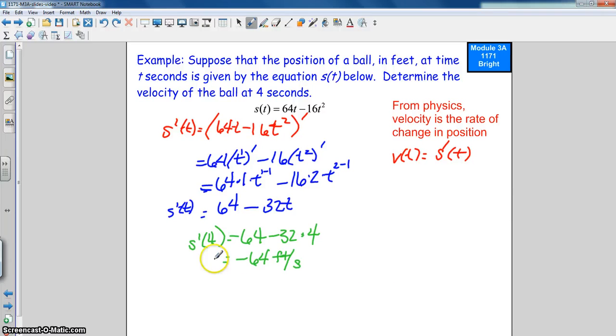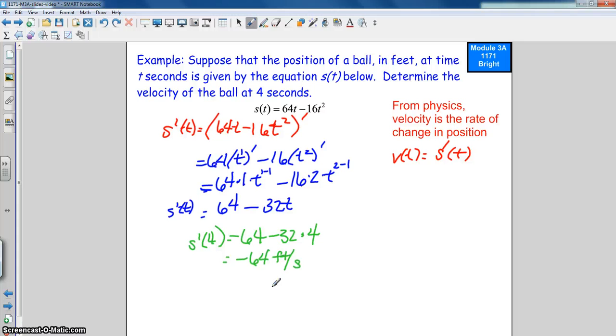Alright, so a written description should be provided. Again, I'm not going to write it out here, but it would be that the velocity at 4 seconds is minus 64 feet per second, meaning that the ball is slowing down at a rate of 64 feet per second at 4 seconds. All right, so that concludes the section on derivatives.